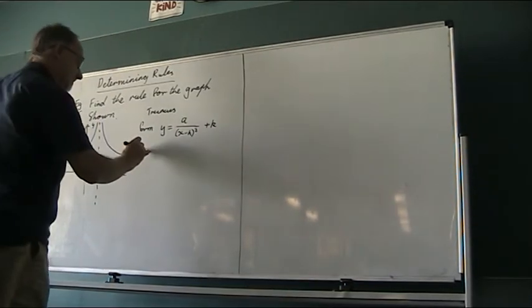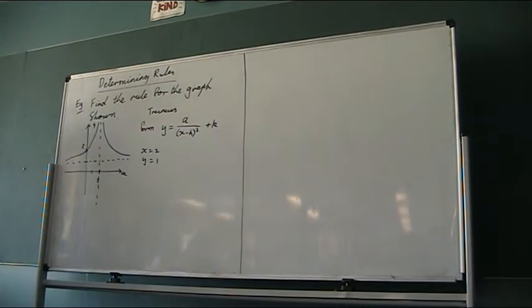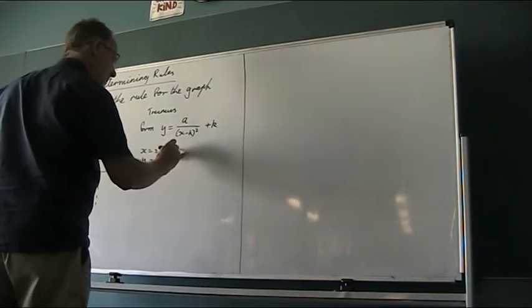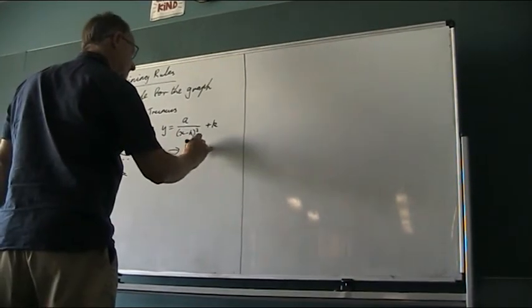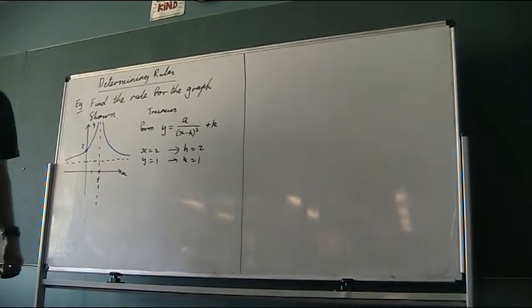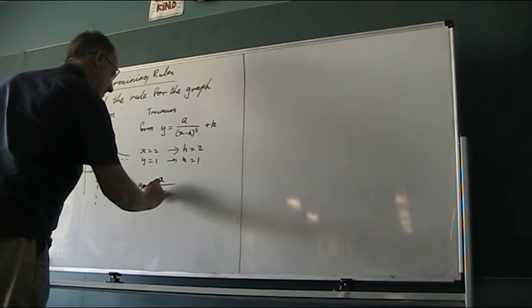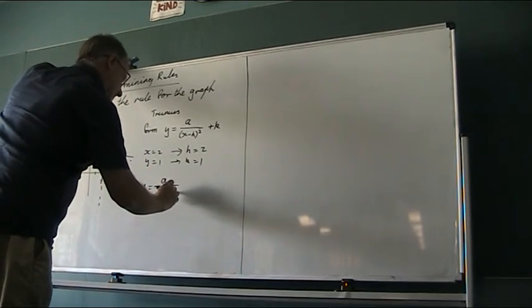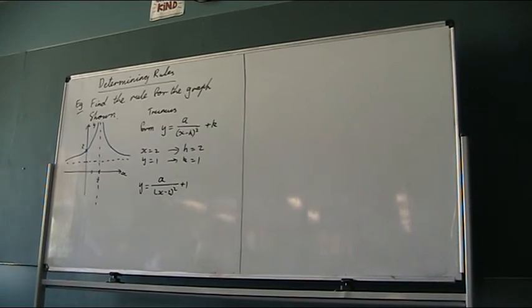So we've got two asymptotes, x equals 2 and y equals 1. So x equals 2 relates to what, the h or the k? The h. So h is 2 and then k is 1. So if we put that information in, we end up with that. So we need to then know the a, which is the dilation factor if there is one.